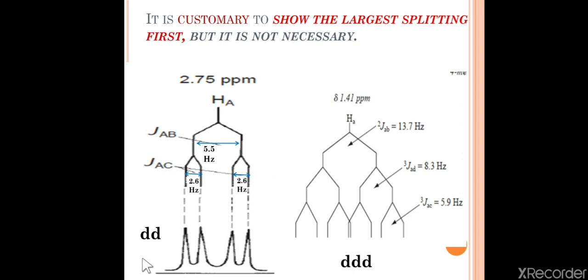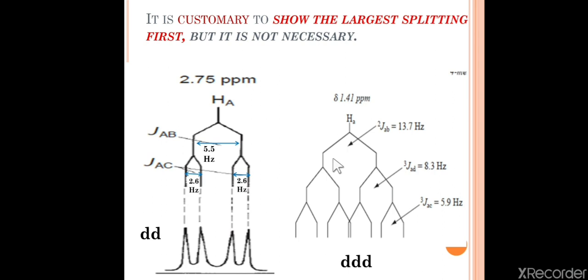So friends, although these are doublet of doublet, it is customary to show the largest splitting first. That means the 5.5 Hz is the largest splitting in this pattern. So whatever this 5.5 Hz shows, we need to consider it first. In this example, it is a doublet. After that, this 2.6 Hz is showing again a doublet. So this splitting pattern will become the doublet of doublet. That means the first D is for JAB and the second D is for JAC.